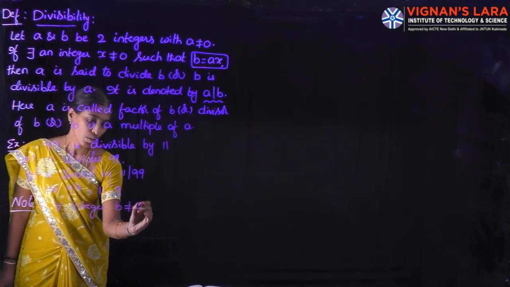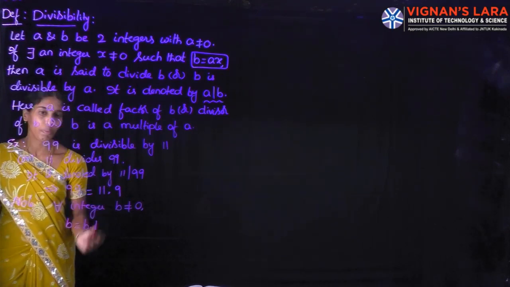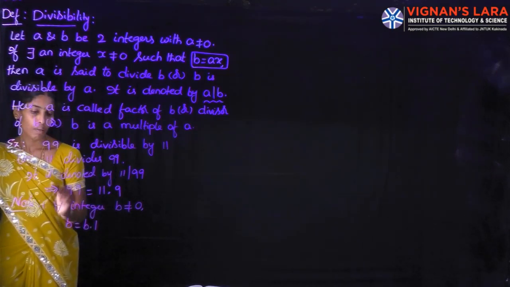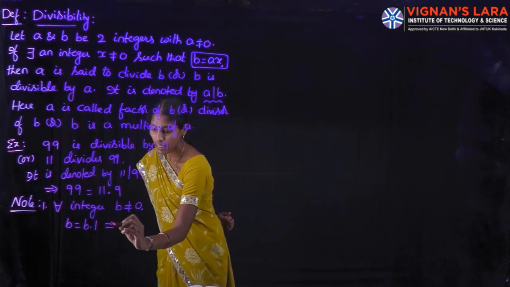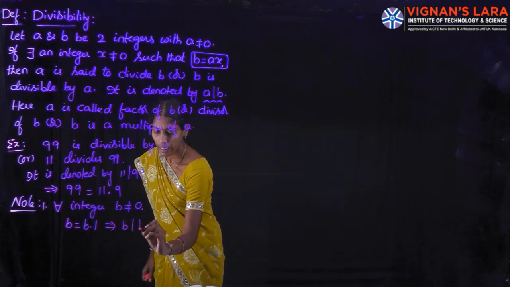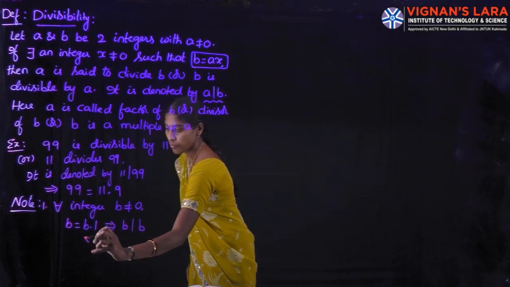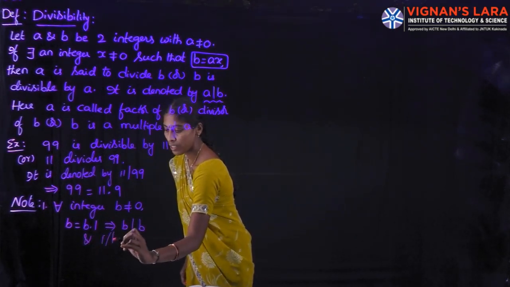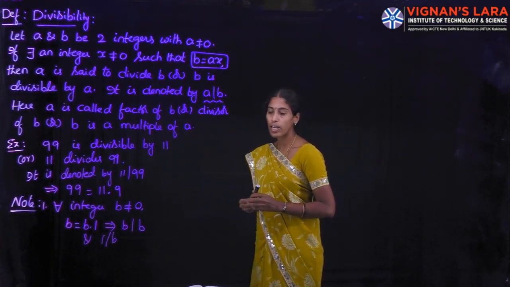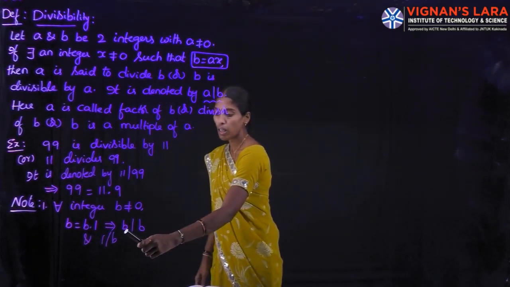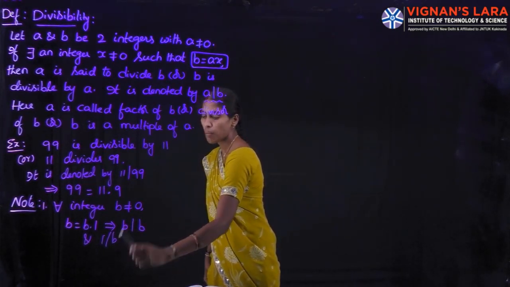For any integer b not equal to 0, b can be written as b is equal to b into 1. So we can say that any number divides the same number, b divides b, and 1 divides b. The meaning of this is any number divides itself and also 1 divides any number.